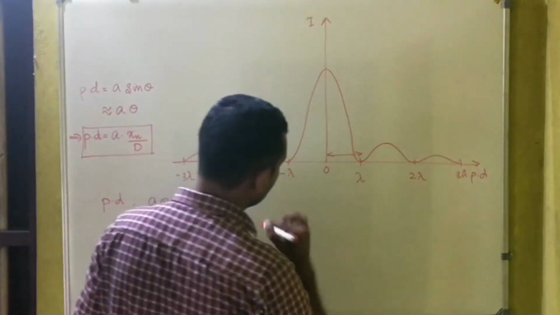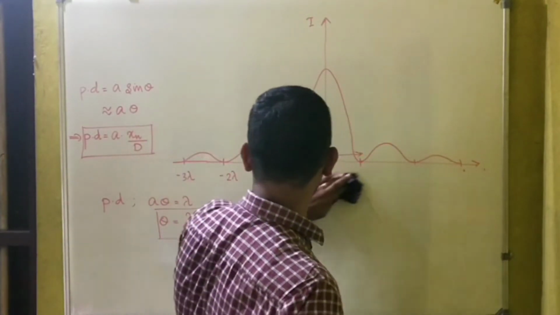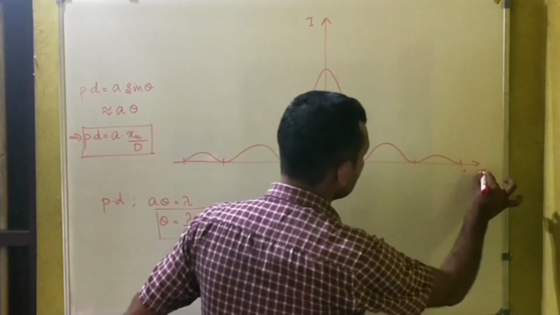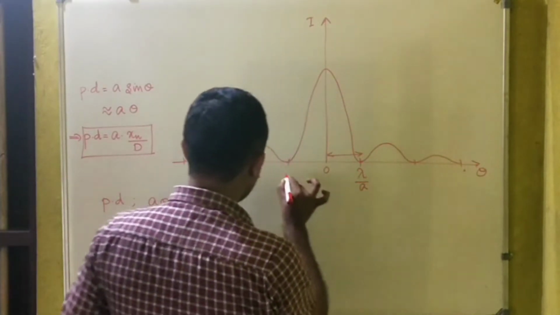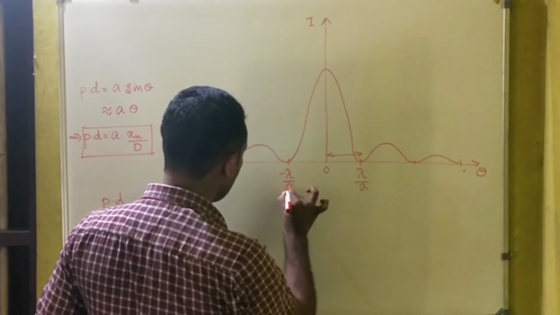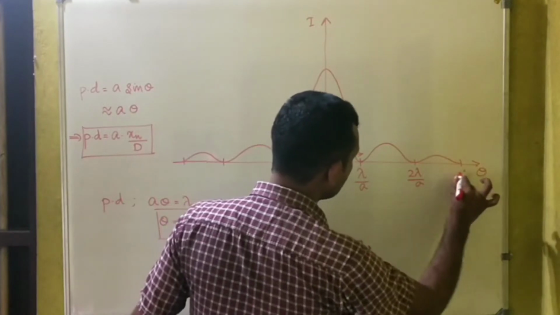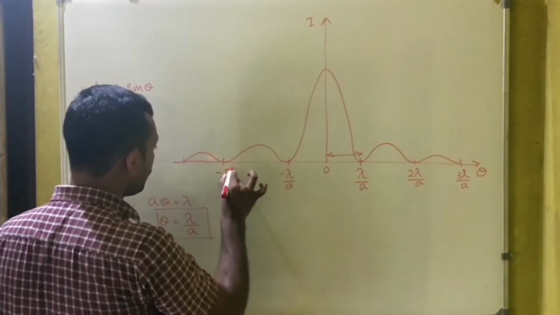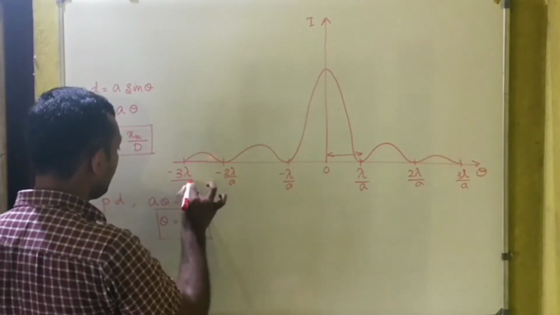Now if I plot a graph in terms of theta, this point is lambda by a, here it is minus lambda by a, here 2 lambda by a, here 3 lambda by a, here minus 2 lambda by a, and this is minus 3 lambda by a.